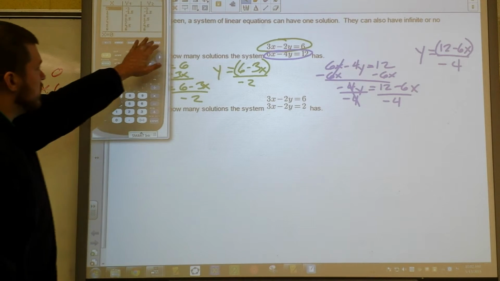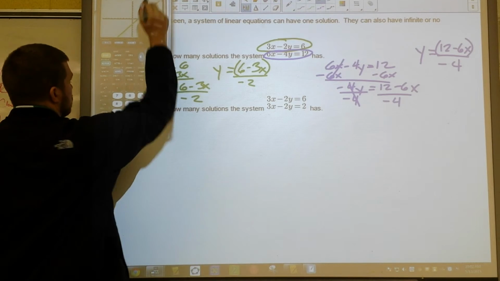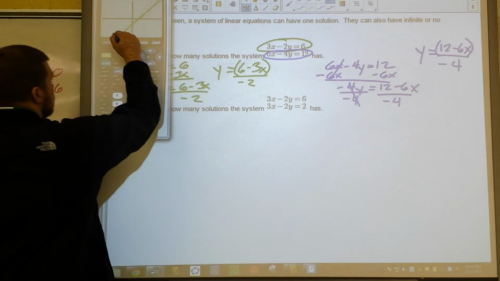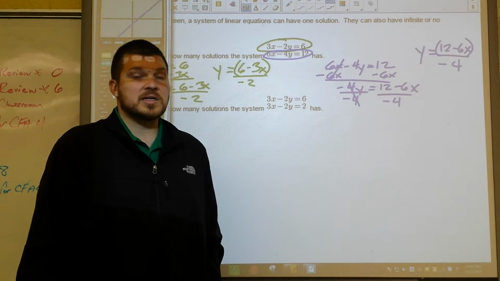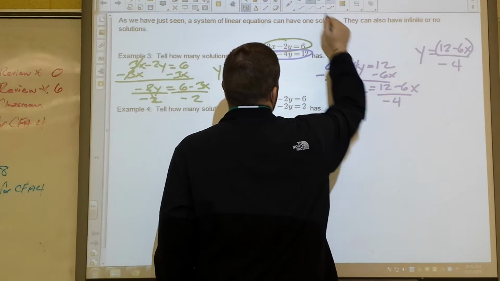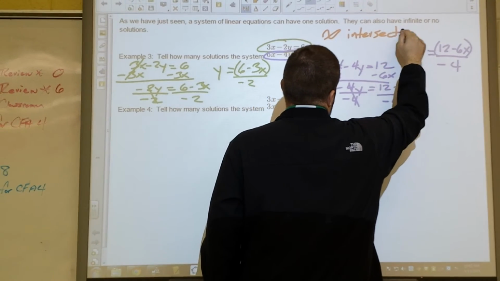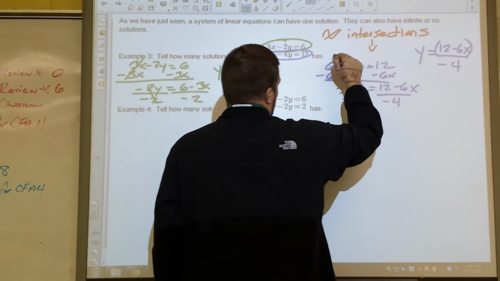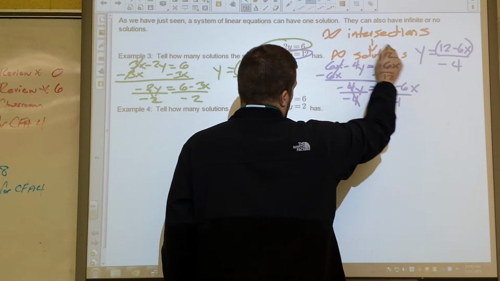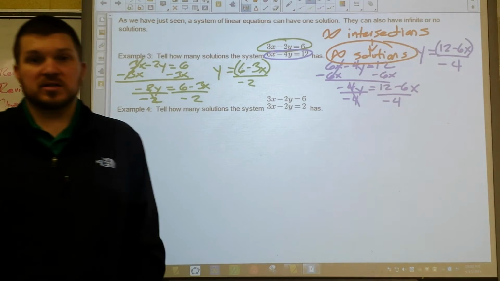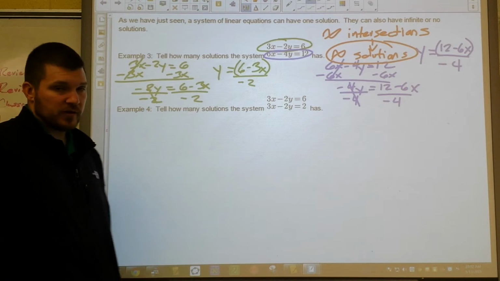What that means graphically is that these two lines, the green line and the blue line, are sitting perfectly on top of each other. So that means there's an infinite number of points of intersection. And what that means is infinite solutions. Again, this 8 on its side is the symbol for infinity. So we have infinite solutions when the lines sit on top of each other perfectly.